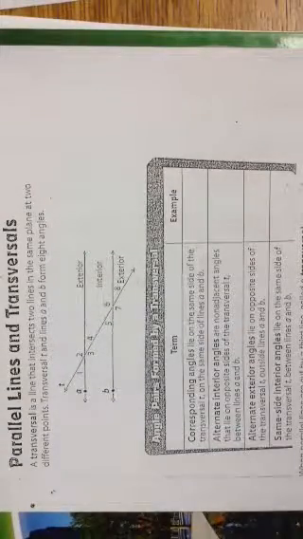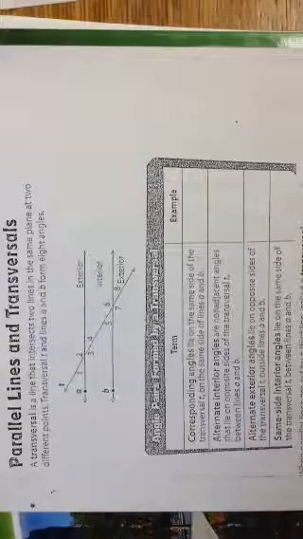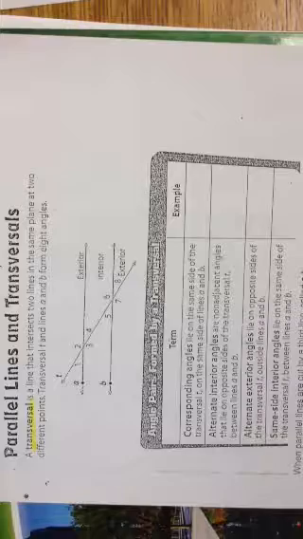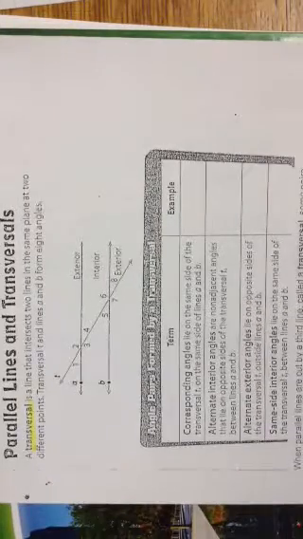This is the guided practice for parallel lines and transversals. A transversal is a line that intersects two lines in the same plane at two different points. Transversal T and lines A and B form 8 angles. It says angle pairs formed by a transversal.